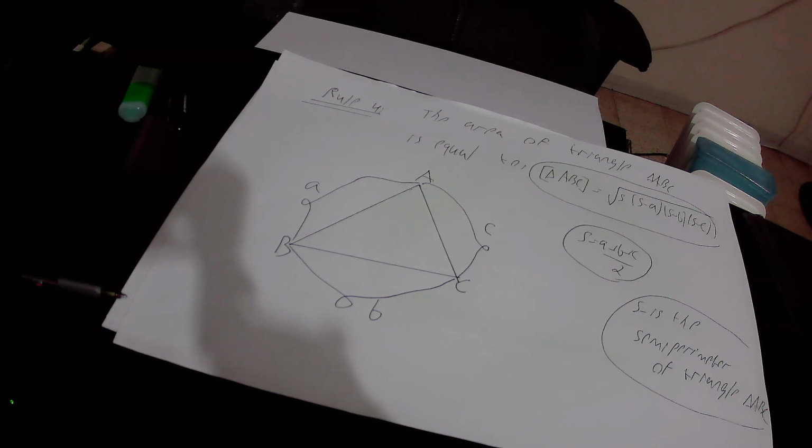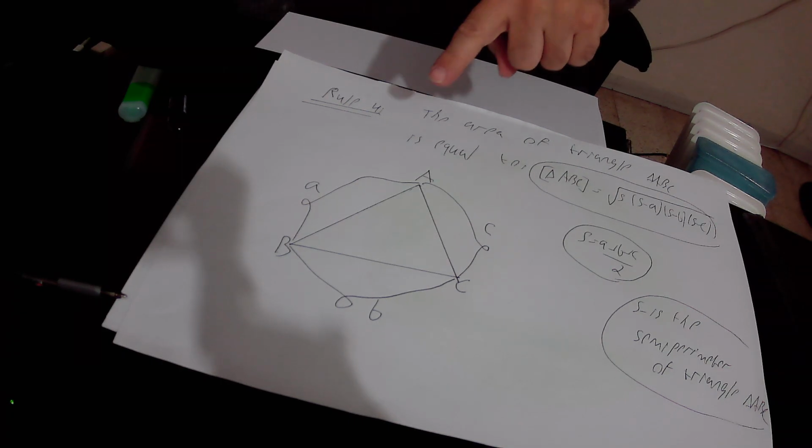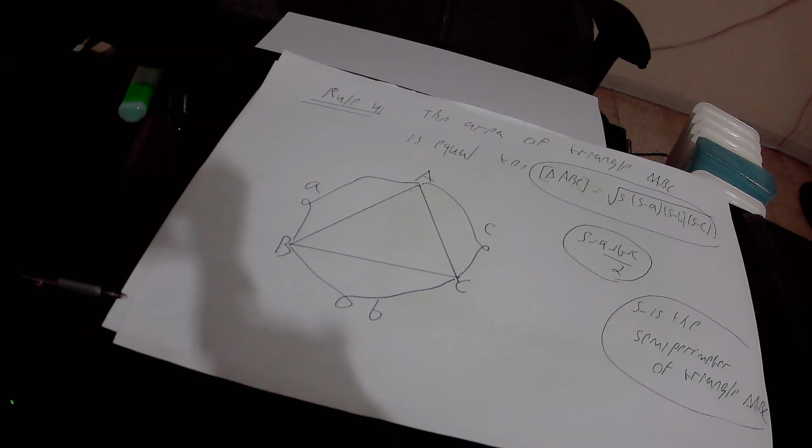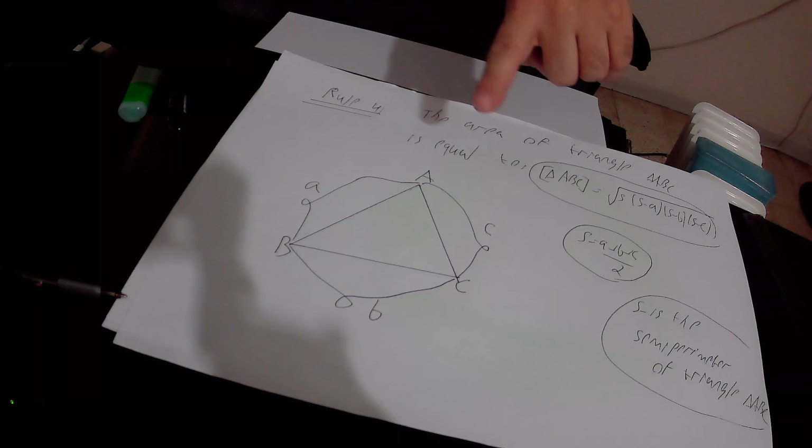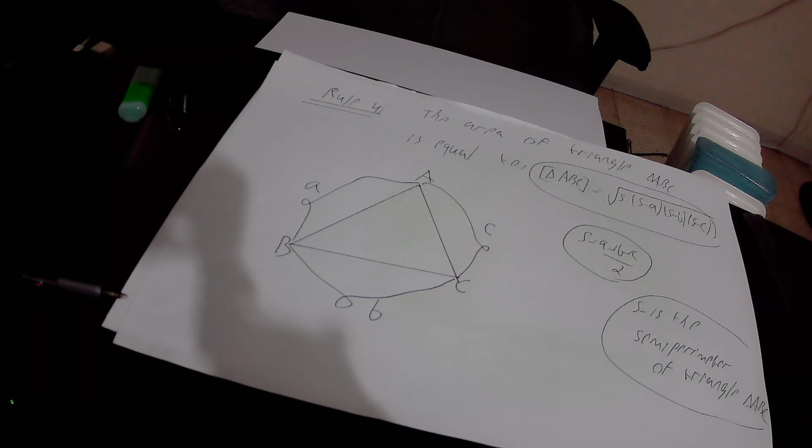S is the semi-perimeter of any triangle. Here we have triangle ABC, and the semi-perimeter of any triangle equals the perimeter over 2. The perimeter of triangle ABC is the sum of the lengths of its sides, that is to say, A plus B plus C. And if we divide the perimeter by 2, we get the semi-perimeter. So S is A plus B plus C over 2. Okay?